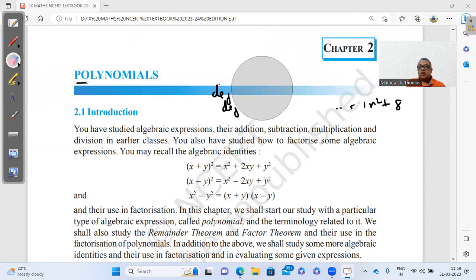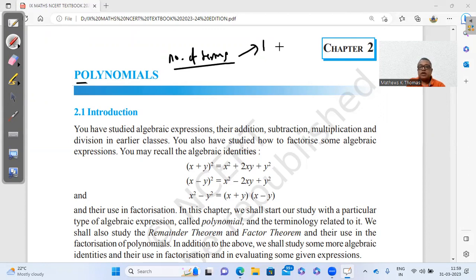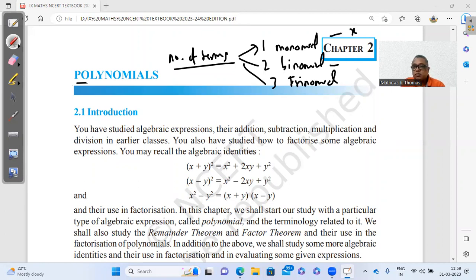Now we can also classify polynomials on the basis of the number of terms. We can also classify polynomials on the number of terms. So if you have one term, that is called a monomial. If there are two terms, it is called a binomial. If there are three terms, that is called a trinomial, right? So monomial is one term, only one term, x. Binomial, two terms, x plus y. Trinomial, three terms, 7x square plus x plus 5. These are monomial, binomial, trinomial, right? So all this comes under polynomials depending on the number of terms.